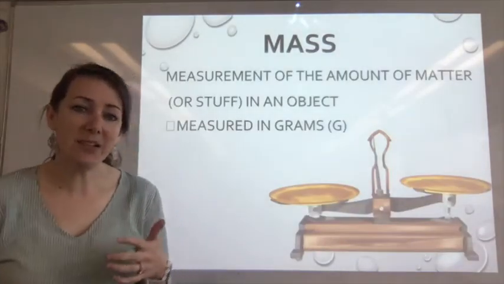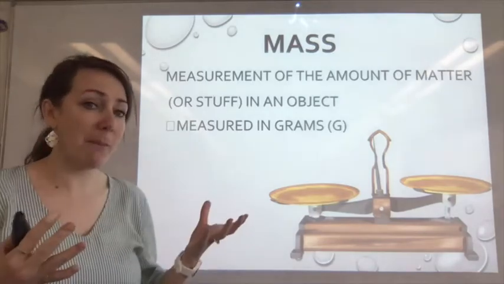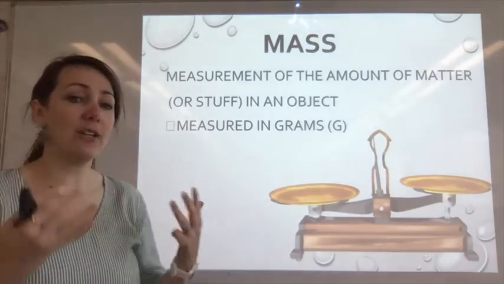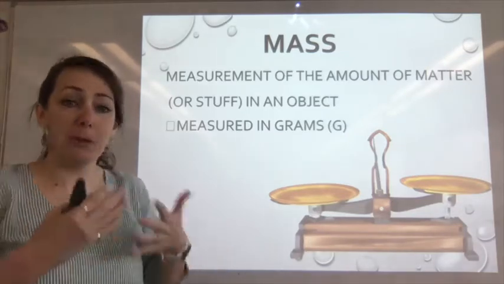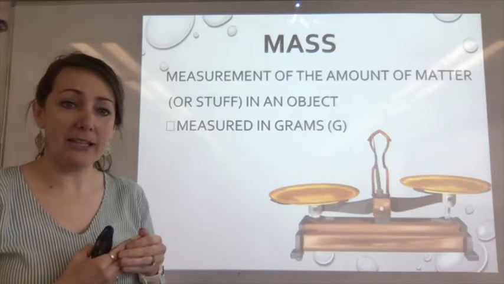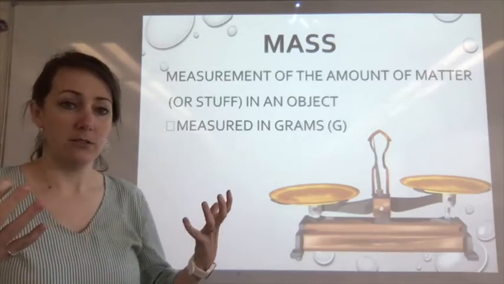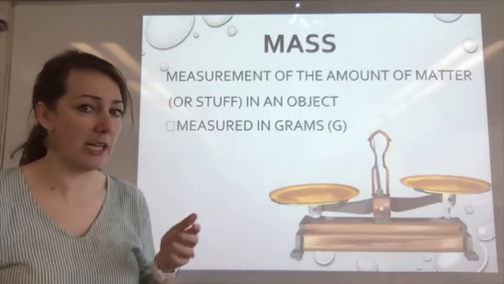So density is the measurement of the amount of matter in an object. Whenever we're talking about matter, we're talking about stuff: solid, liquid, or gas. How much stuff is in an object? And we measure this in grams. We measured the mass using a triple beam balance, and we know that it's measured in grams, kilograms, centigrams, whatever level you are working at.